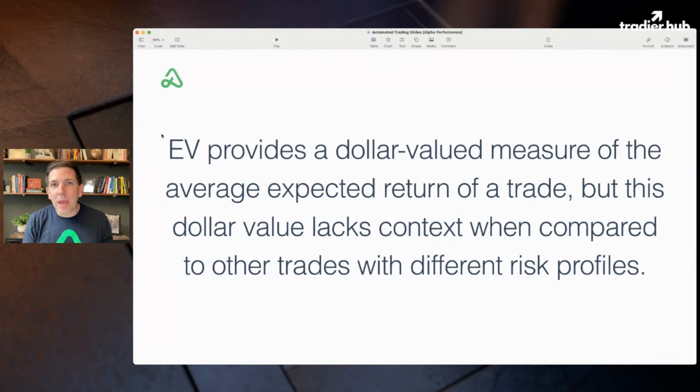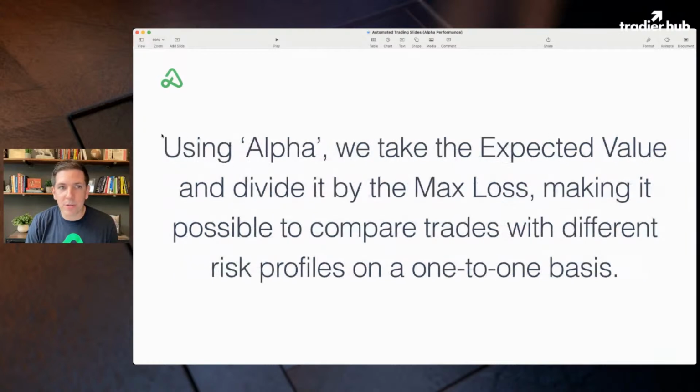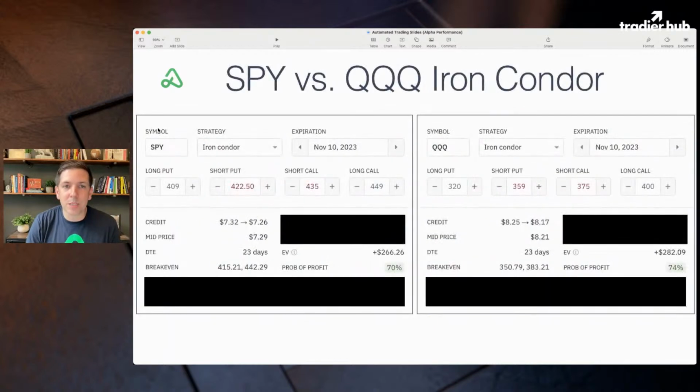When we need to compare different risk profiles, we need some other metric to compare this to. So again, we use alpha, and we take the expected value divided by the max loss, making it possible to finally compare different trades with different risk profiles on a one-to-one basis. We smash everything down based on the max loss of the position, taking in the full account of risk, and that allows us to appropriately calculate how much expected value or return we should have on these positions.